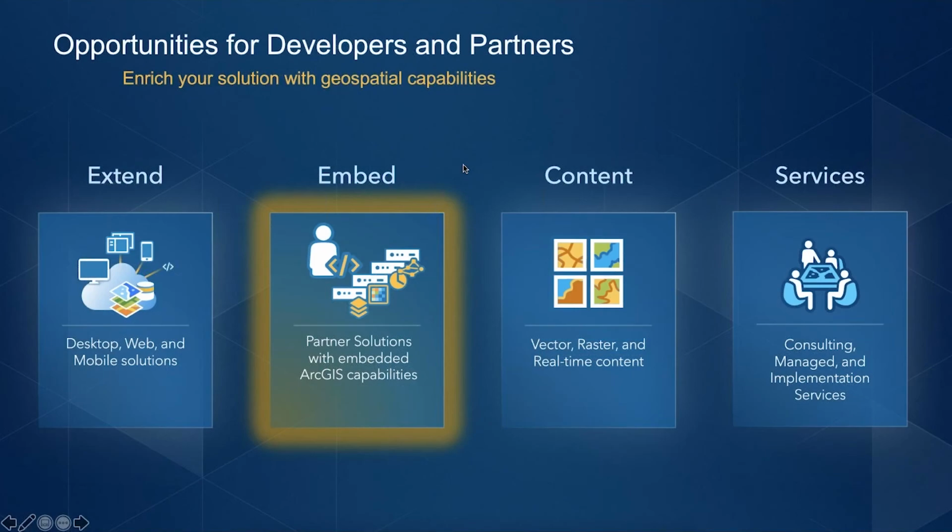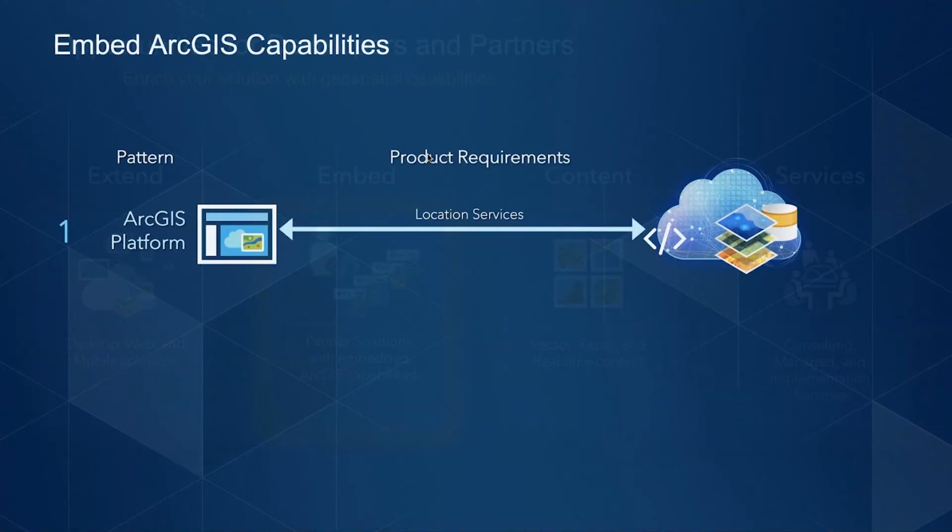So now what we're going to do is take a closer look at embed. Under the embed pattern, there are a few opportunities available to you. The first pattern is leveraging ArcGIS Platform. Here, you're building an application or a product, or you have an existing solution where you need location services, basemaps, geocoding, and routing. And here, you can embed those location services within your offering or application.